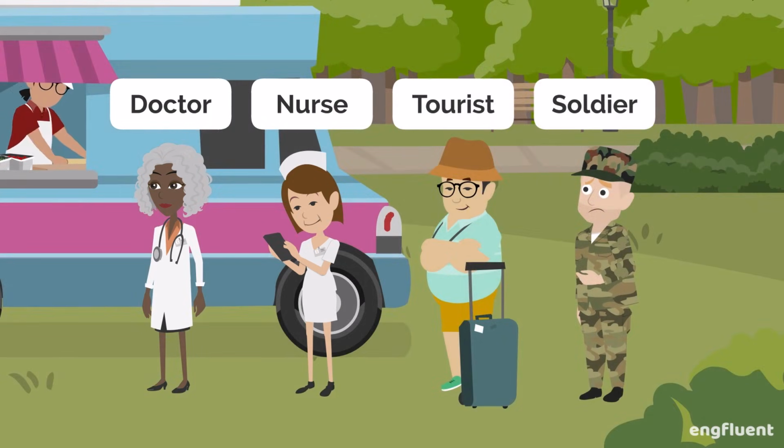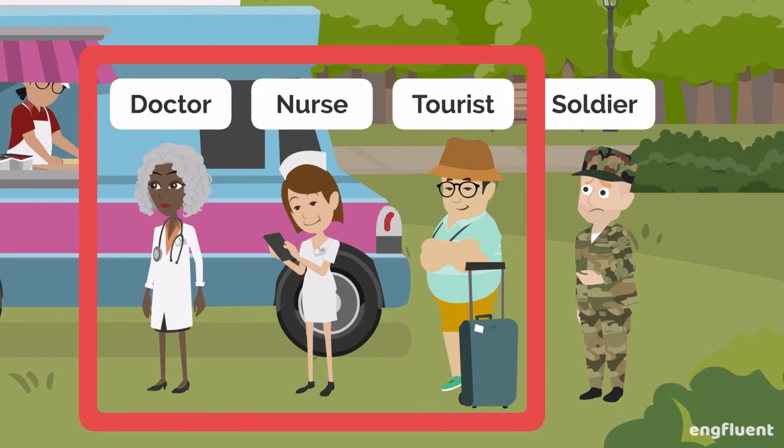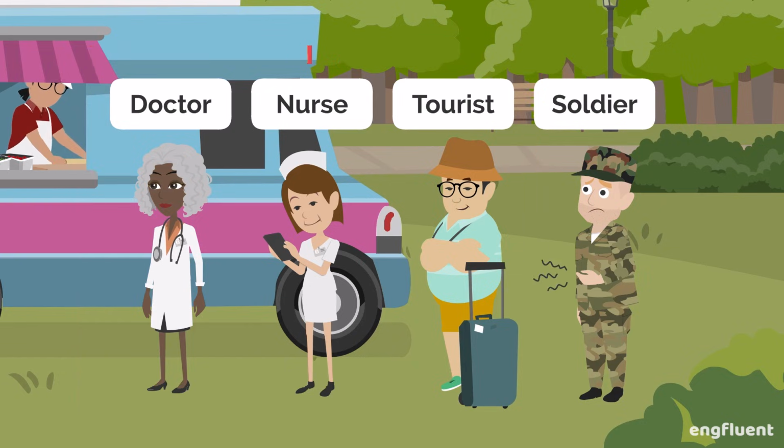Is the nurse in front of the soldier? Yes, the nurse is in front of the soldier. 3 people are in front of the soldier, and the nurse is one of them. Is the nurse directly in front of the soldier? No, the nurse isn't directly in front of the soldier. There's someone between them. Who is directly in front of the soldier? The tourist is directly in front of the soldier.